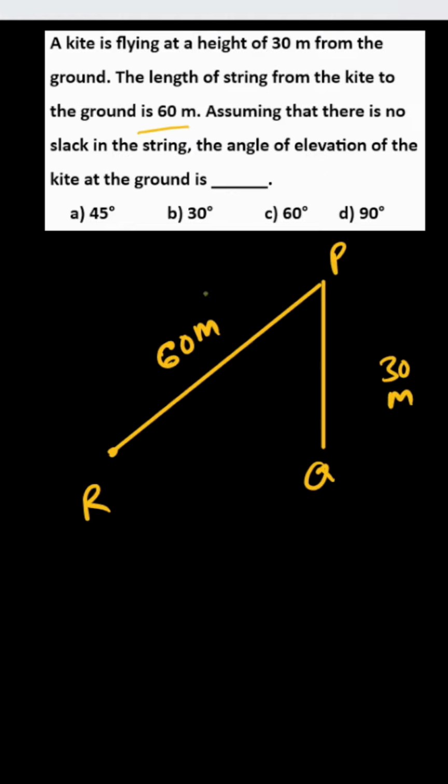The angle of elevation of the kite at the ground is, so you will join here first Q to R. Now here this is a right triangle. We need to find out the angle of elevation of the kite at the ground. So PR is your line of sight. We need to find out angle R, which is theta, right? You can just take angle R, right?